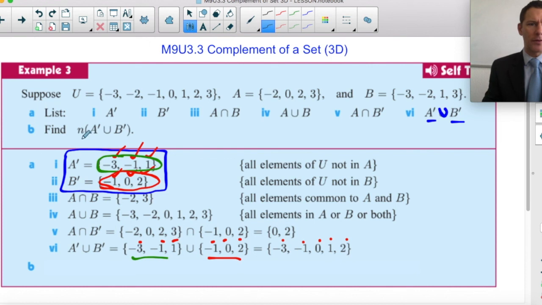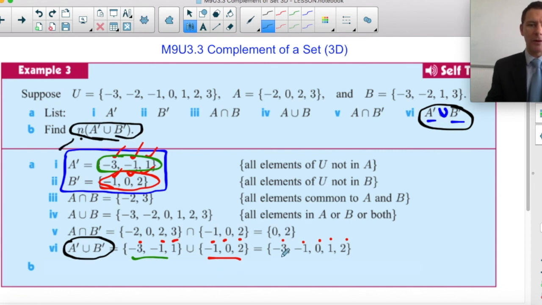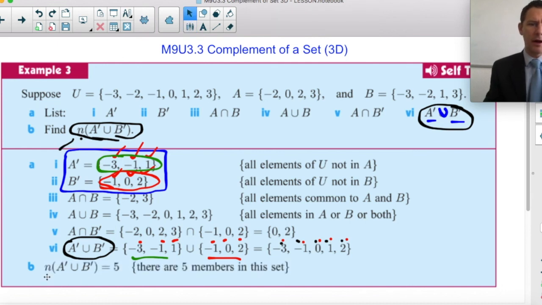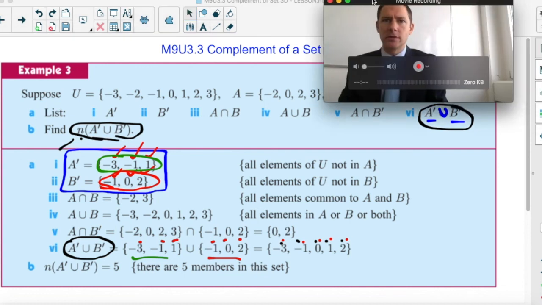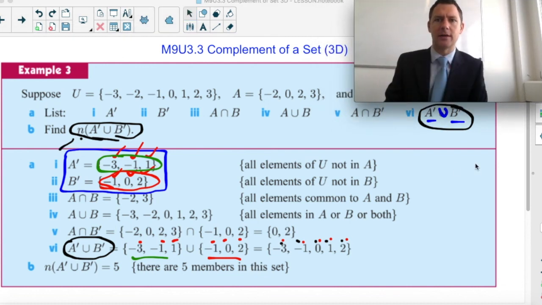This last one is I want the number of elements in the union of not A and not B. Well, we've already found not A and not B. This one's just asking for the n, which is the number of elements. So 1, 2, 3, 4, 5. So you'd say the number of elements in the set of not A union not B is 5. There are 5 members in the set. Sweet. That's complements of a set.